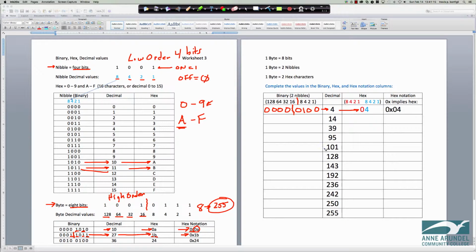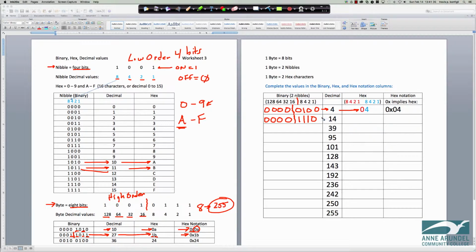All right, so now let's continue on through the exercise here. So 14 is going to be 0, 0, 0, 0, and then we'll put our little break in there. Then the 8-bit value would be on. The 4 would be on to make it 12. The 2 would be on to make it 14. And then our final value would be 0.